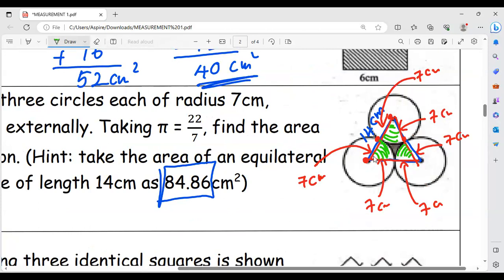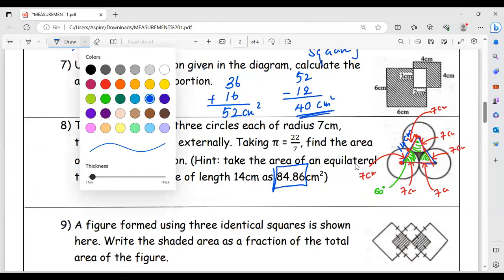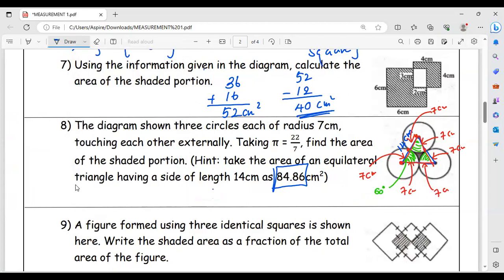The angle at the center is how much? 60 degrees. Because this is an equilateral triangle. Therefore this is 60 degrees. Okay. Then find the area of the sector with a 60 degree angle.